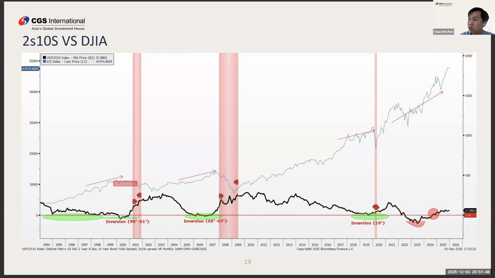Especially in 05 to 07, the period actually is 2006 to be exact. The inversion happened in 05, 06 started to pick up, and then 07 was the start of the cracks, where Bear Stearns was going bankrupt in March. All right, so here, although it's uninverted, we do not see any acceleration. Same thing in COVID time, it accelerated after that.